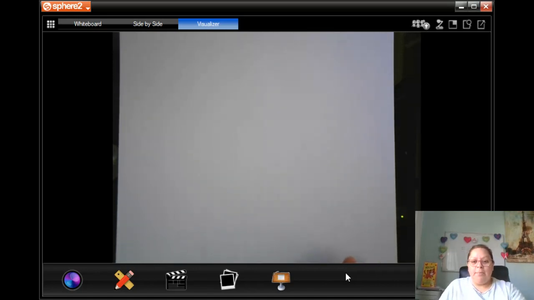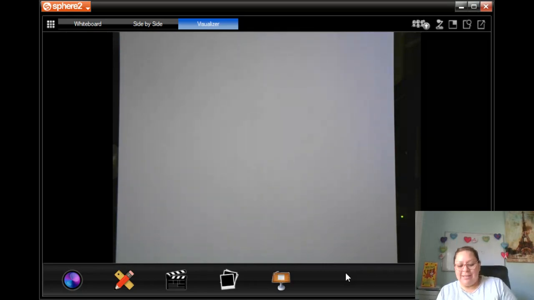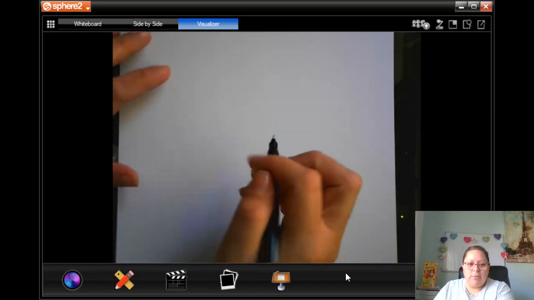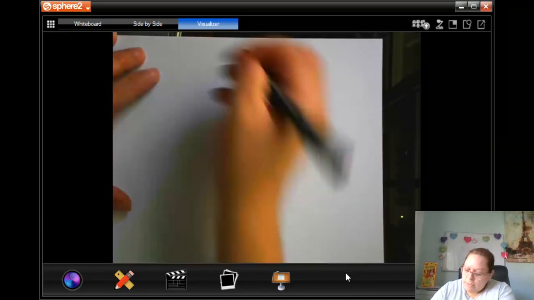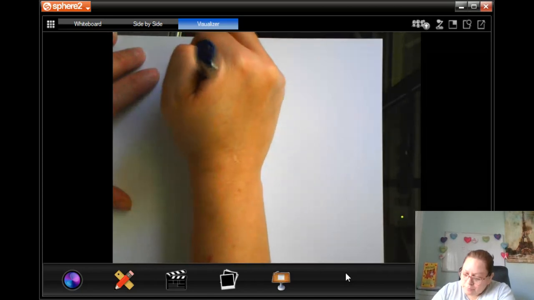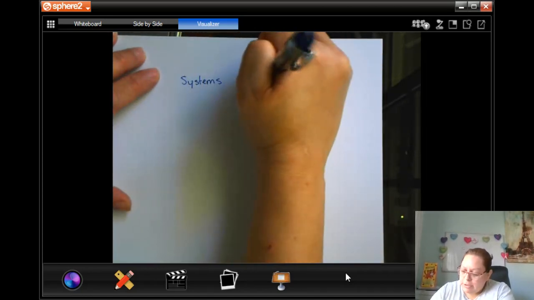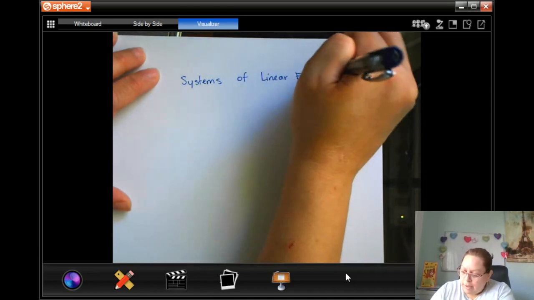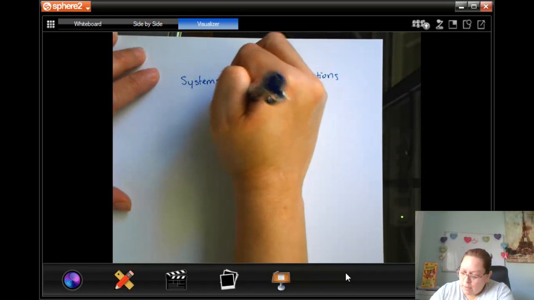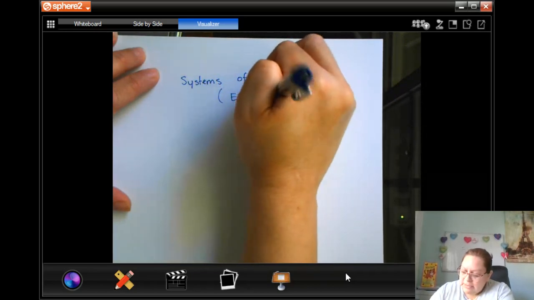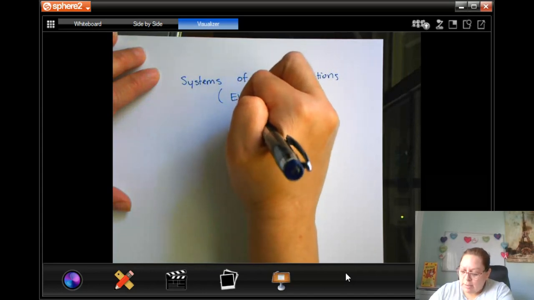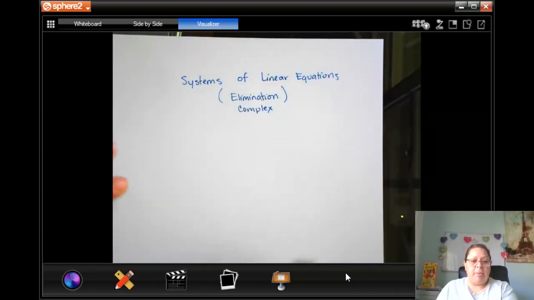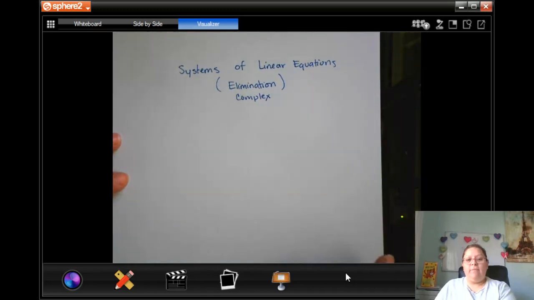So today we're going to go ahead and do systems of linear equations elimination, a little bit more complex, right? So let's go ahead and do that. We're going to put our title. So systems of linear equations. And we are doing elimination. But this is a little bit of a more complex elimination. So I'm just going to put that complex just so you know the difference between the one video I posted this week and this video.